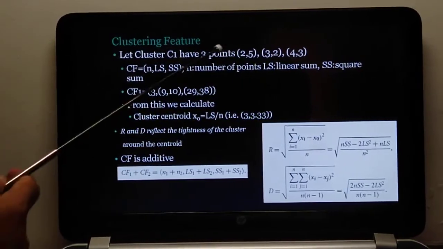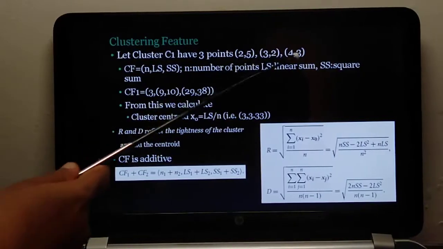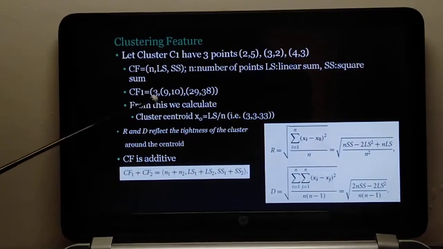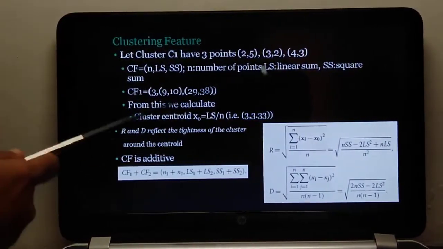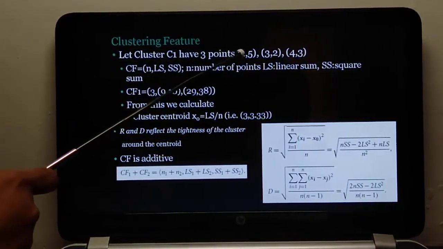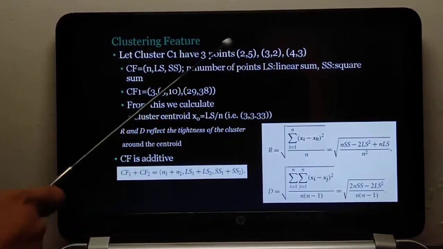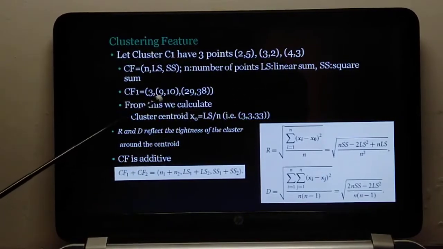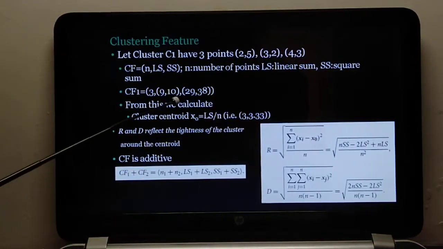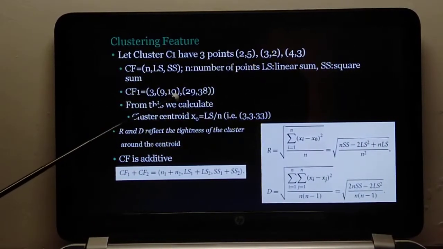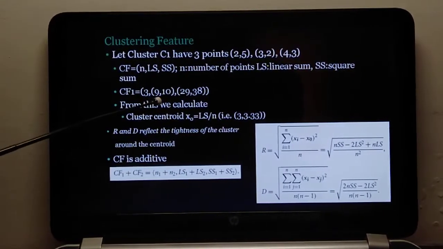Now N is the number of points. So here we have only 3 points, so N is 3. LS is the sum of the coordinates of the points. So all the x coordinates will be added. So we get 2 plus 3 plus 4, which is 9. Comma, y elements 5 plus 2 plus 3, that is 10. So LS is (9, 10). It is simply the sum of the corresponding coordinates of all the points in that particular cluster.